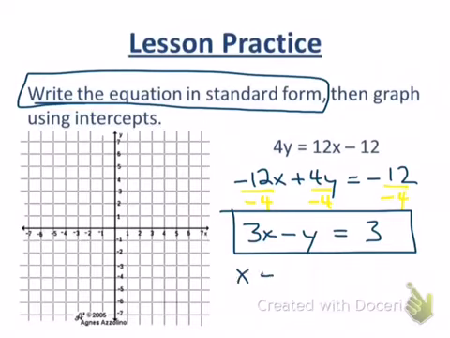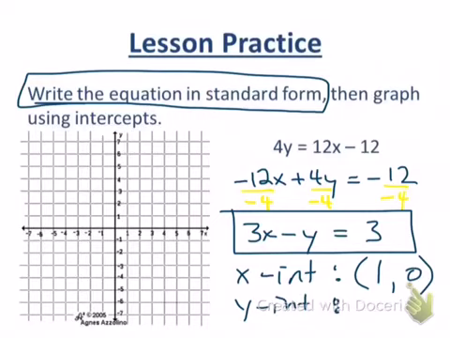The x-intercept is where y is 0. So it's 1. The y-intercept is where x is 0. Negative 3. I'm getting the hang of it. Now, here's the deal, guys. This is a new skill. There's 1, 0. And 0, negative 3 is right there.